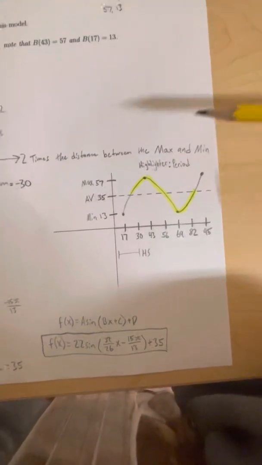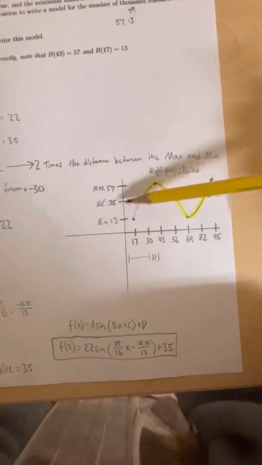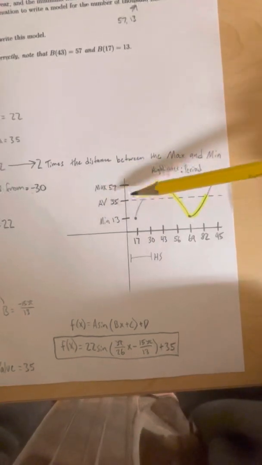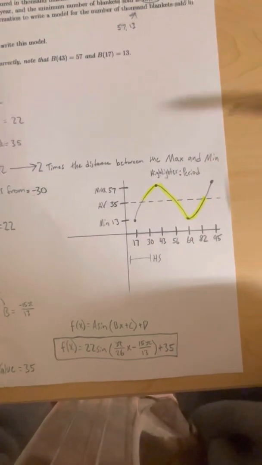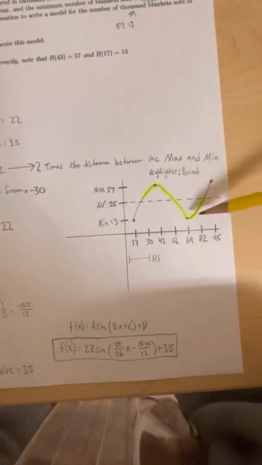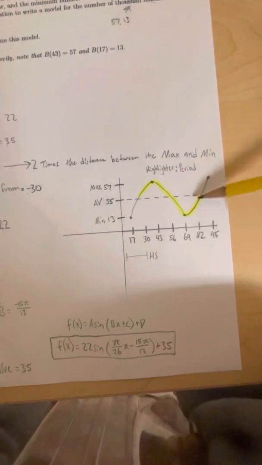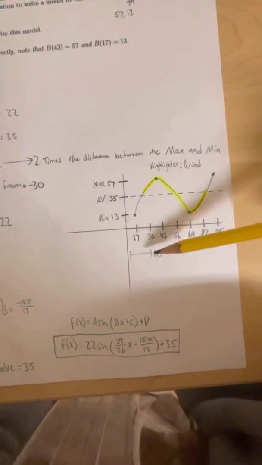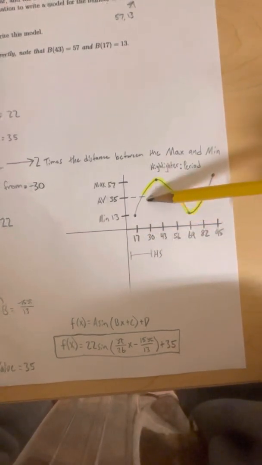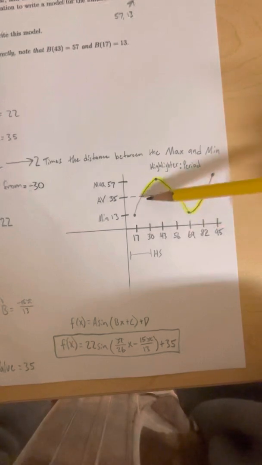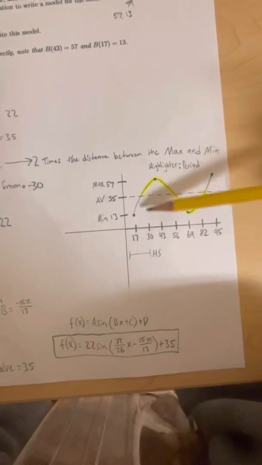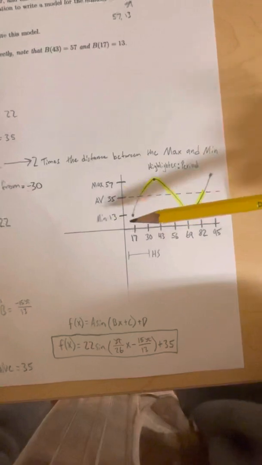Here's the graph for the function. Got 57 for the max, 13 for the minimum. The average value at 35 across the middle on a dotted line. The highlighter is the period, or the full cycle. And down here is the horizontal shift, showing you at 30 where it starts. It's a little off, but right here where it starts. And it'd be negative 30 because it's going back to 0.